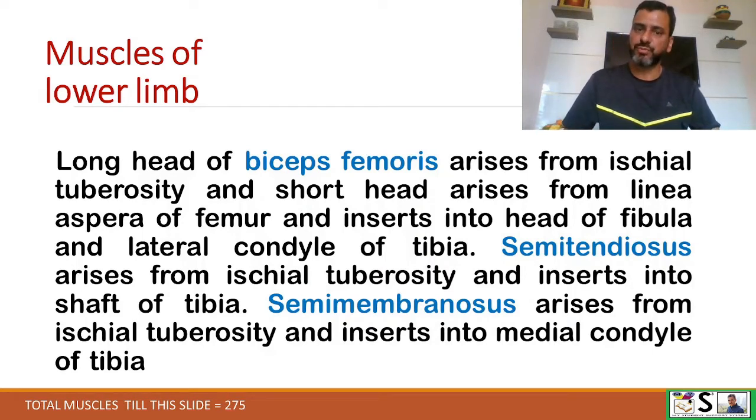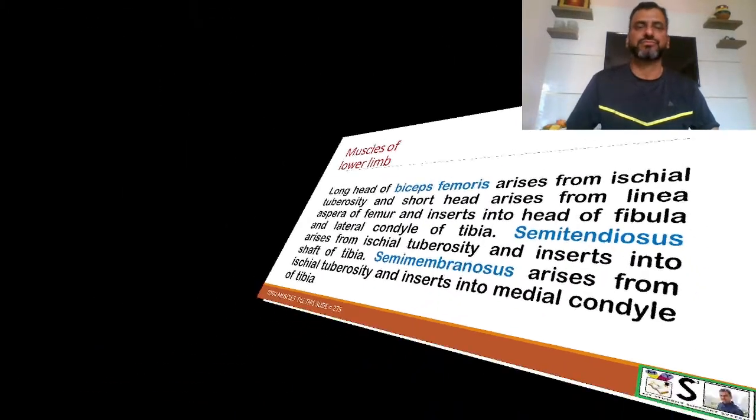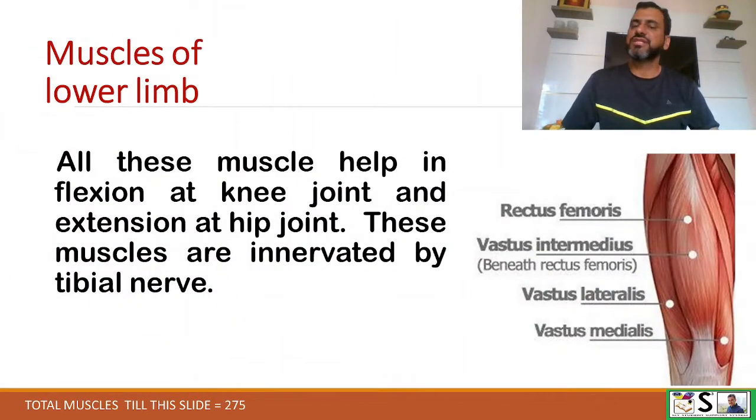Semitendinosus arises from ischial tuberosity and inserts into shaft of tibia, and semimembranosus arises from ischial tuberosity and inserts into medial condyle of tibia. All these muscles help in flexion at knee joint and extension at hip joint. These muscles are innervated by tibial nerve.